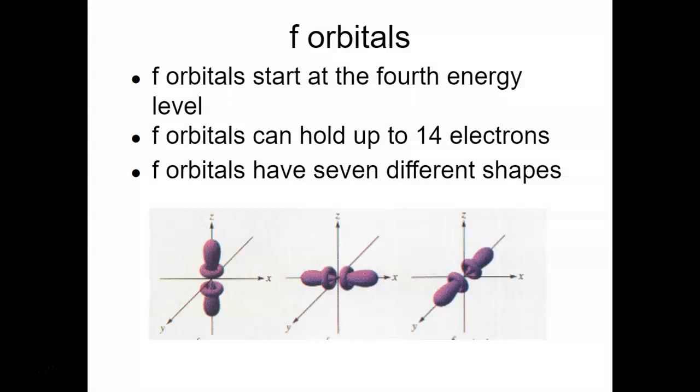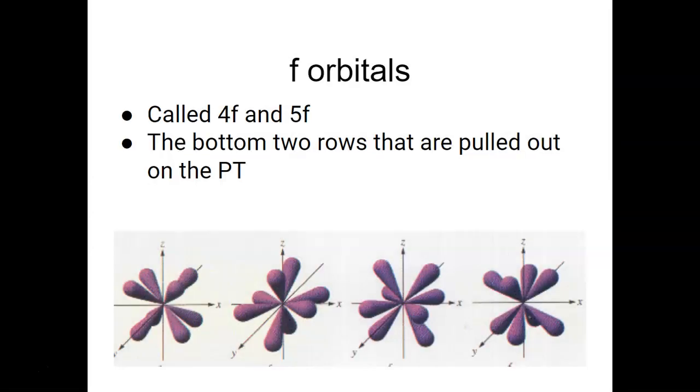And then we have our F orbitals. They're going to start on that 4th energy level. They can hold 14 because they have 7 different shapes. Remember, each shape can hold 2 electrons. So 14, and again, if you counted, you would have 14 across. They're called 4F and 5F. And they're those bottom 2 rows, the lanthanides and the actinides, that are pulled out at the bottom of your periodic table.